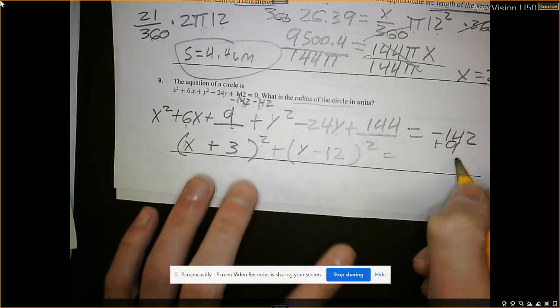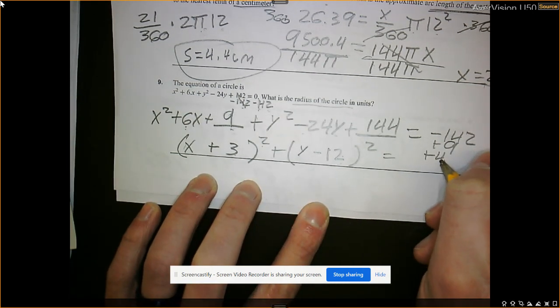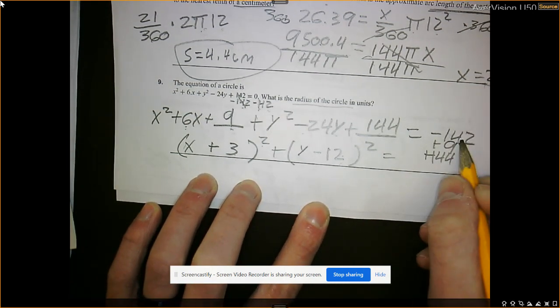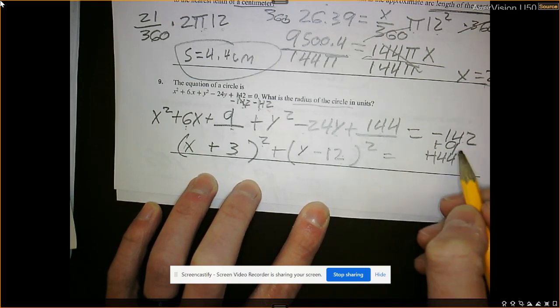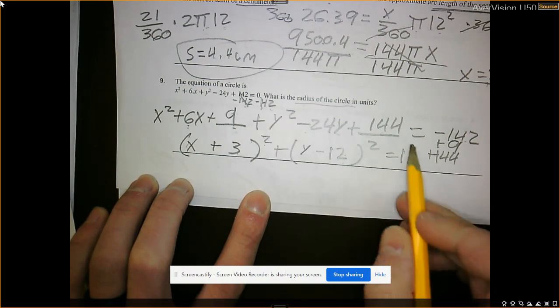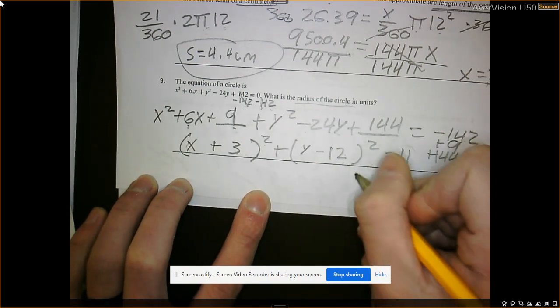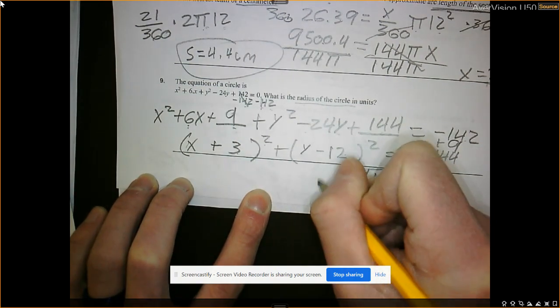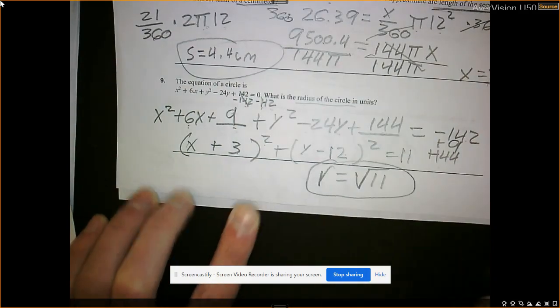Okay, and if we're adding 144 to this side, we got to do it to this side also. Now, negative 142 plus 144, that's positive 2. 2 plus 9 is 11. We're left here. It's asking what is the radius? Well, you always take the square root of this number to get your radius. So our radius is square root of 11.